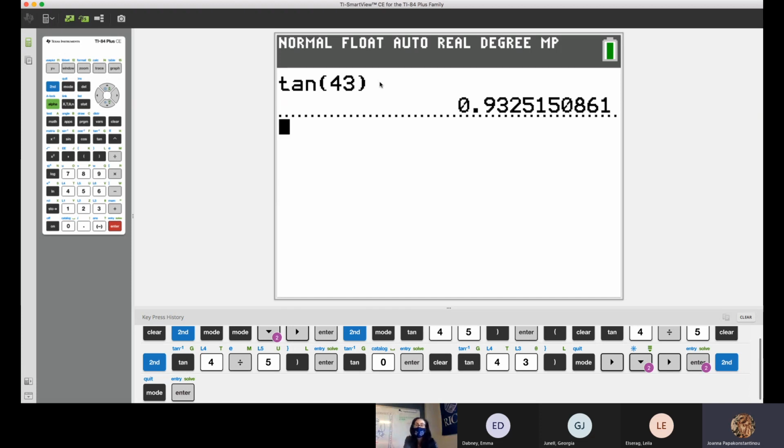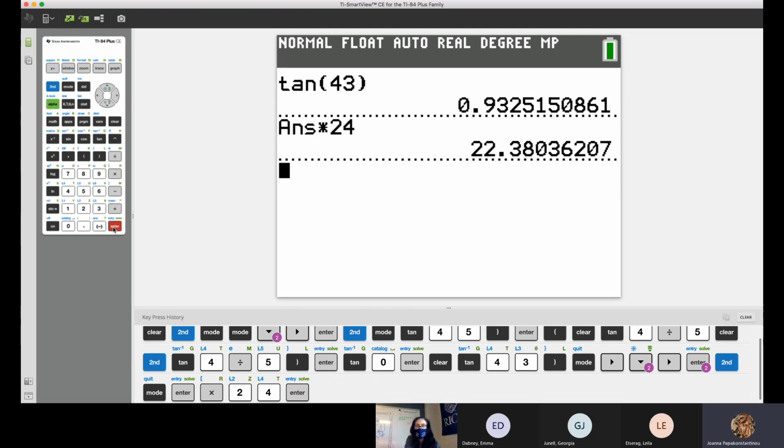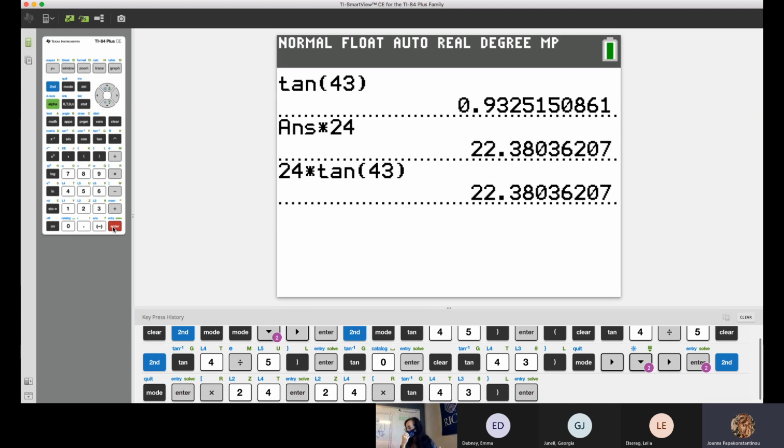Yes? Now, that is the tangent of 43 degrees. So what does that tell you? The tangent of 43 degrees. But does that tell you x? No, because we have to multiply that by 24. Now, could I have entered 24 times the tangent of 43 degrees? Would I have gotten the same thing? Yes. So you can't do it all at once.